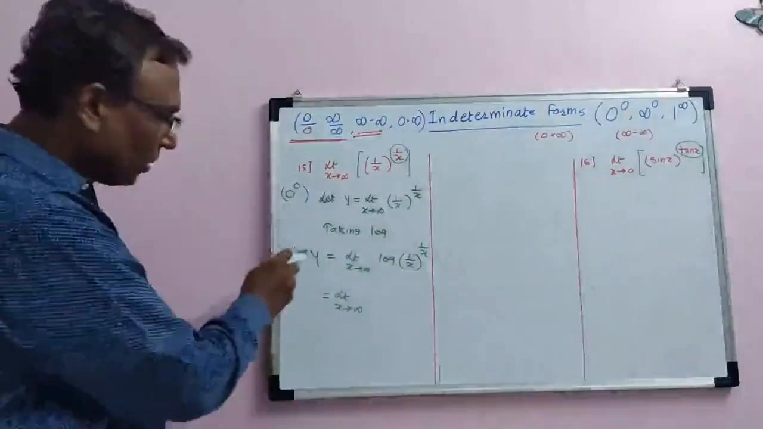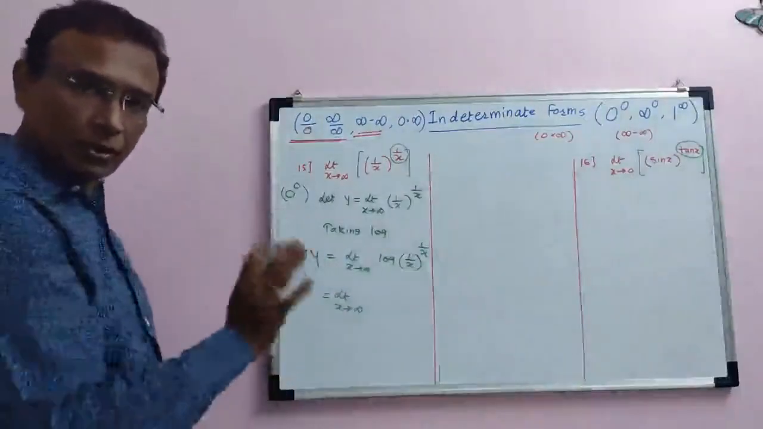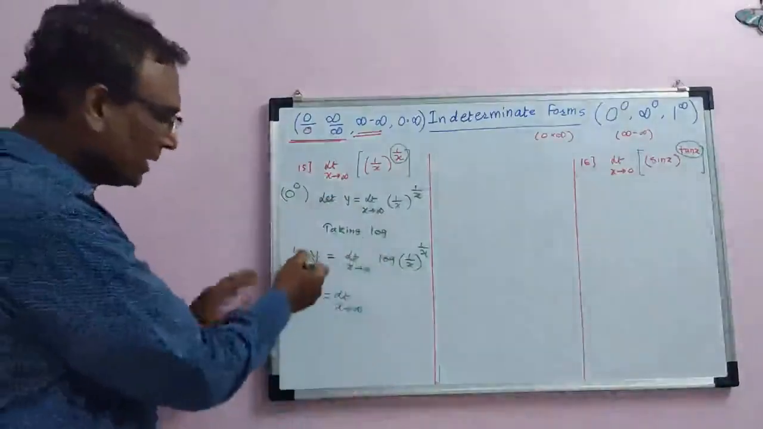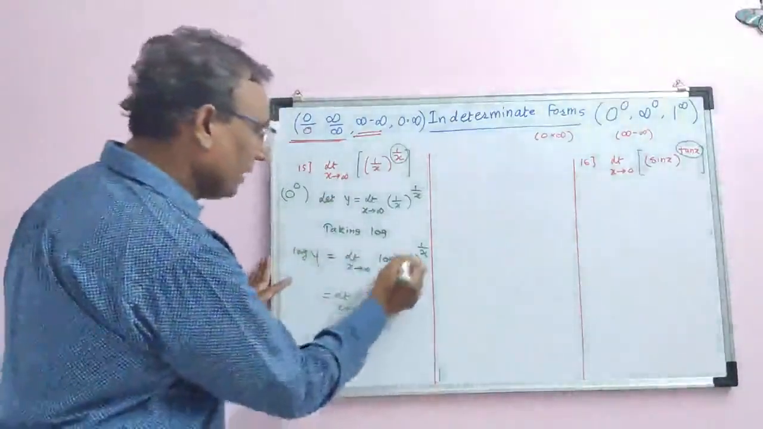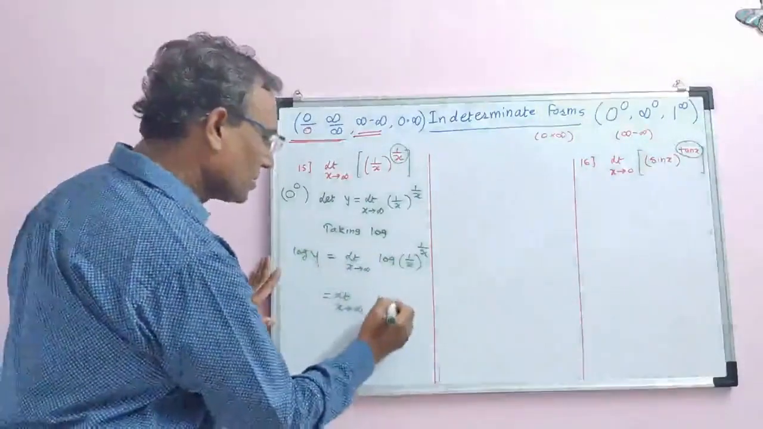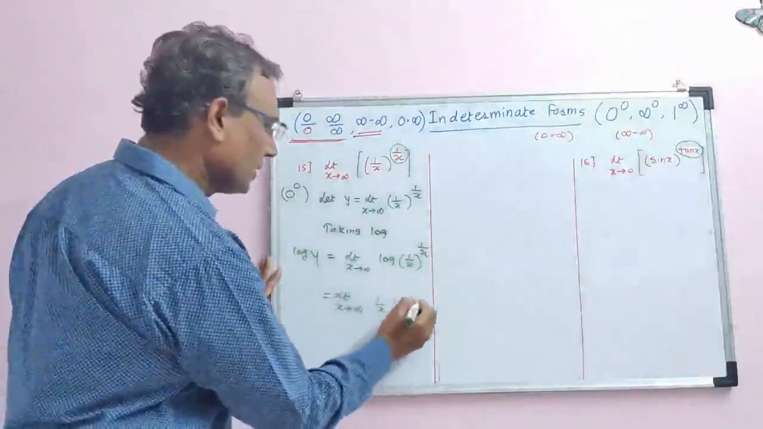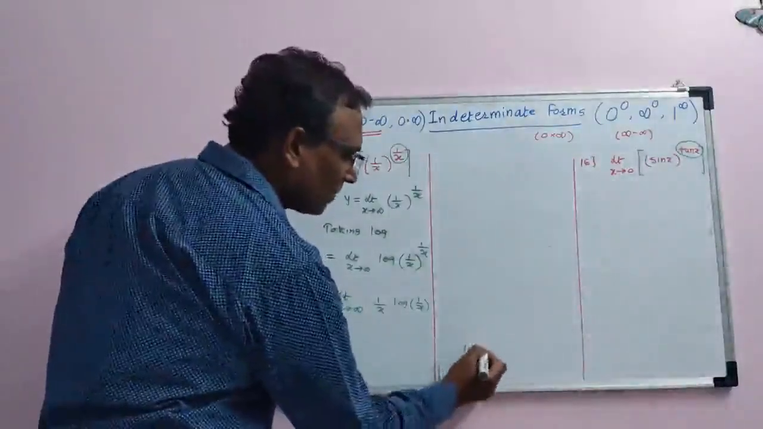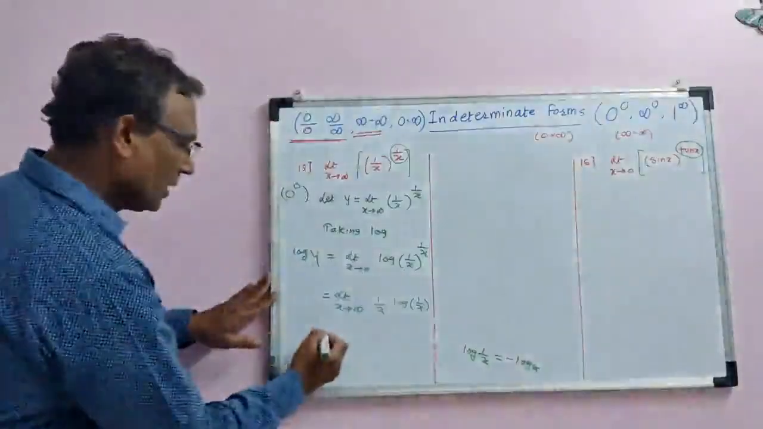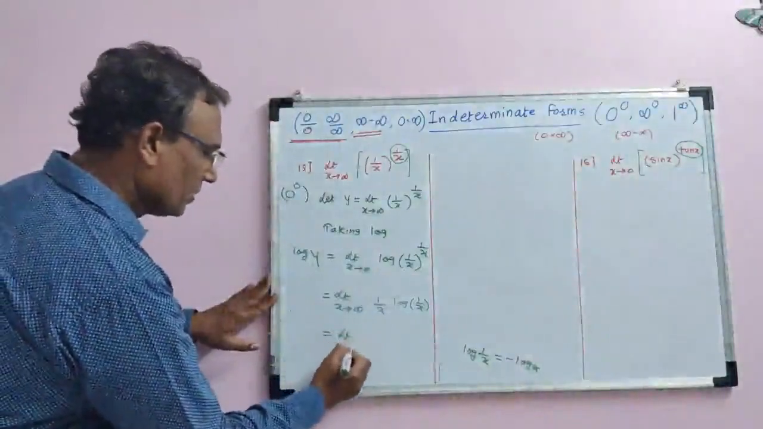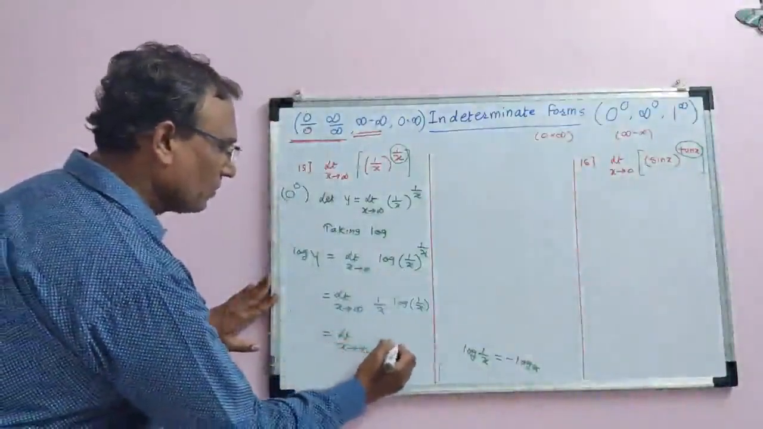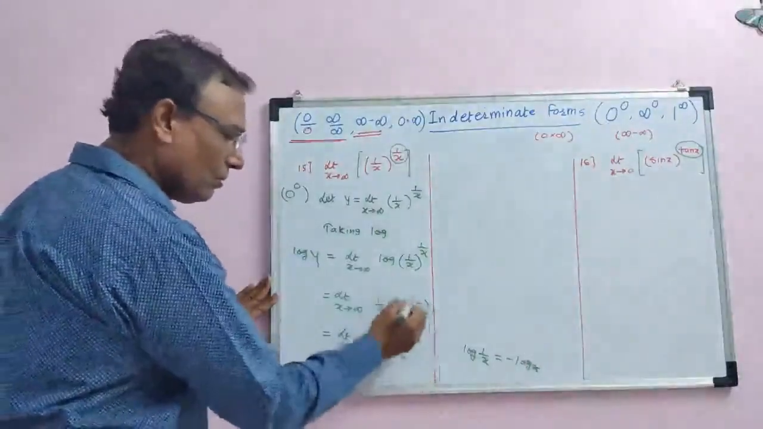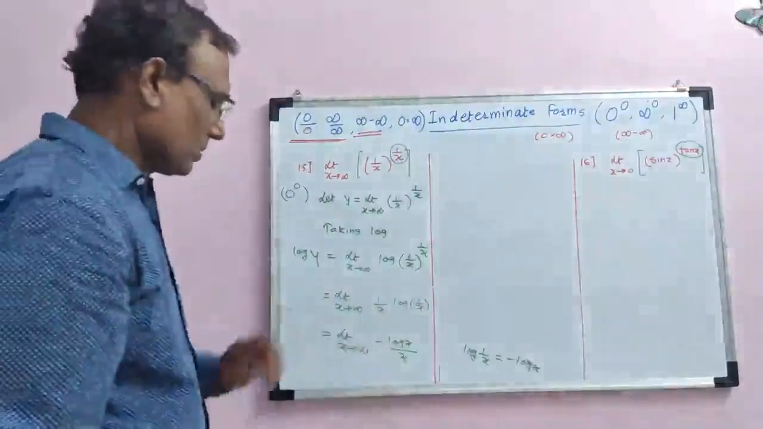Now we are solving log y. I will be getting the value of log y, not y, but we want the value of y. When you solve this right hand side, you will be getting the value of log y. And by law of logarithm, log of 1 by x is minus log x. This I am writing here: limit x tends to infinity of minus log x by x. This is log of x into minus 1.